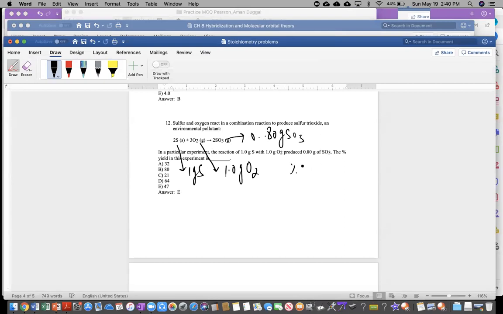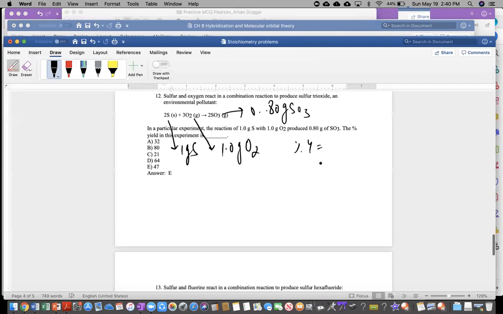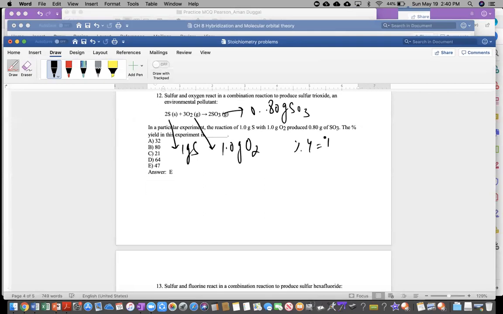So to find the percent yield, do you remember the formula for percent yield? No, I'm being honest. Percent yield is actual yield over theoretical yield, like your actual score over a theoretical score. That's how you can remember. If you got 80 points out of 100, you do 80 over 100, right?